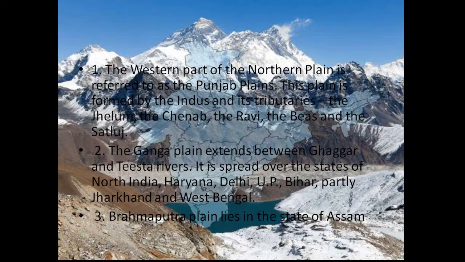So now let's come to the point. The northern plains are broadly divided into three sections. You can see on your screen. The western part is referred to as the Punjab plain. This section of the plain is dominated by doabs, which means the rivers are here.